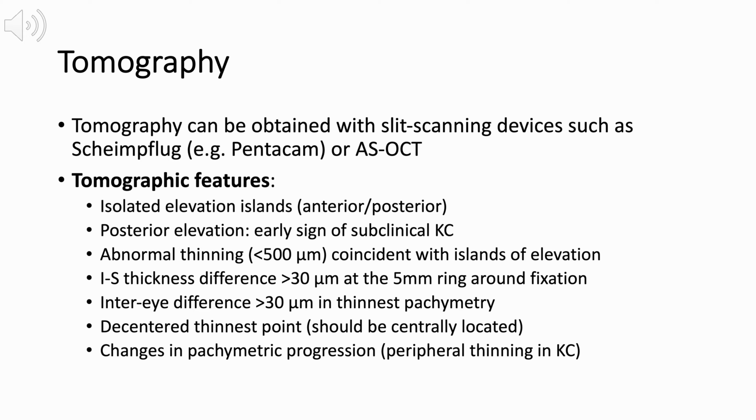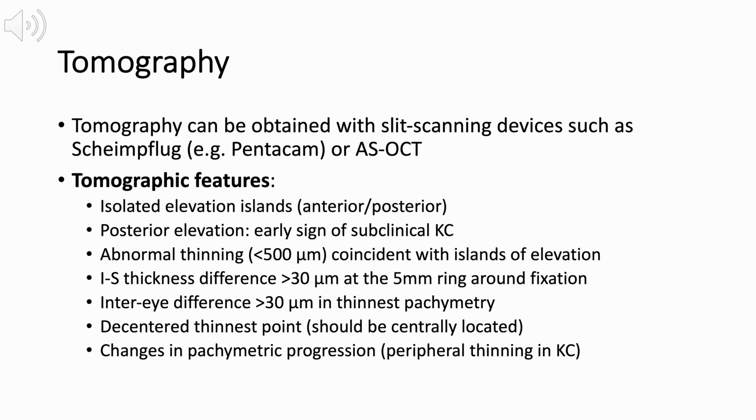A significant thickness difference greater than 30 microns within the central 5 mm zone around fixation is strongly suggestive of keratoconus. Another clue is a greater than 30 micron difference in thinnest pachymetry between the two eyes, highlighting the asymmetry of the disease. In addition, the location of the thinnest point is important.